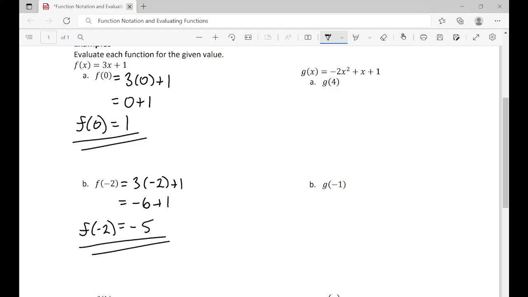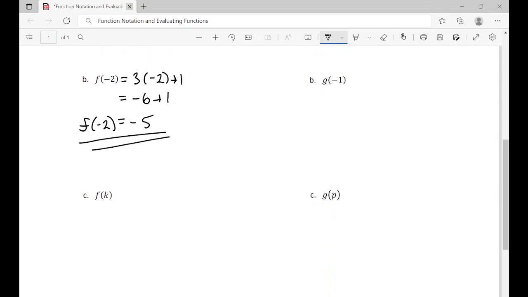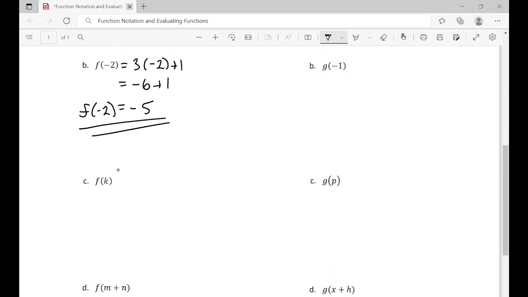negative 5. But we are not limited to just numbers. We can even put letters inside the function. So we have f of k, and so let me write the function here. f of x equals 3x plus 1. So wherever there's an x inside of our function, we're going to replace it with k. So we're going to get 3k plus 1. All we're doing is just substituting it out. You can't do anything with this, so f of k equals 3k plus 1.